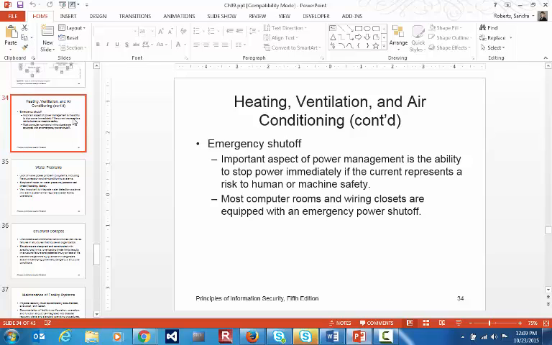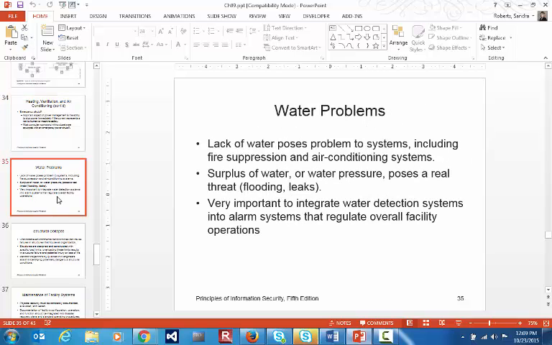We have that, but I'm not sure in that closet if we have that emergency shutoff or not. I'll have to go look in that closet.